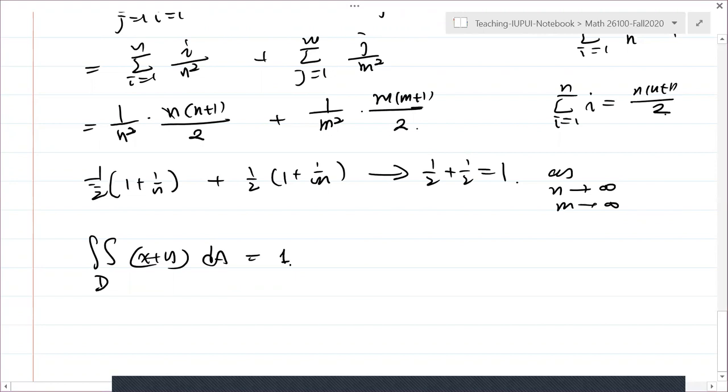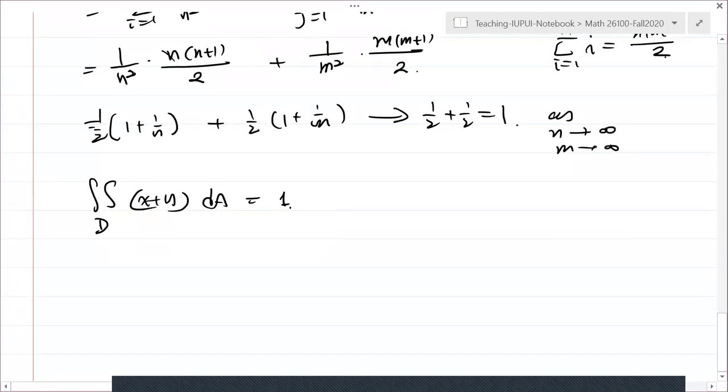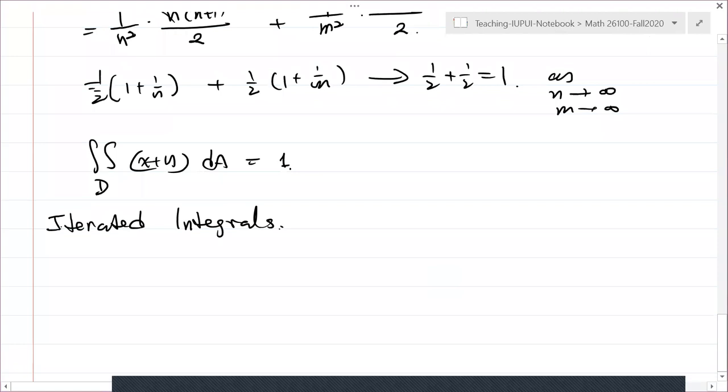Okay, then we define the so-called iterative integral. The iterative integral is defined in the following way. Okay, so we assume that f is a function.